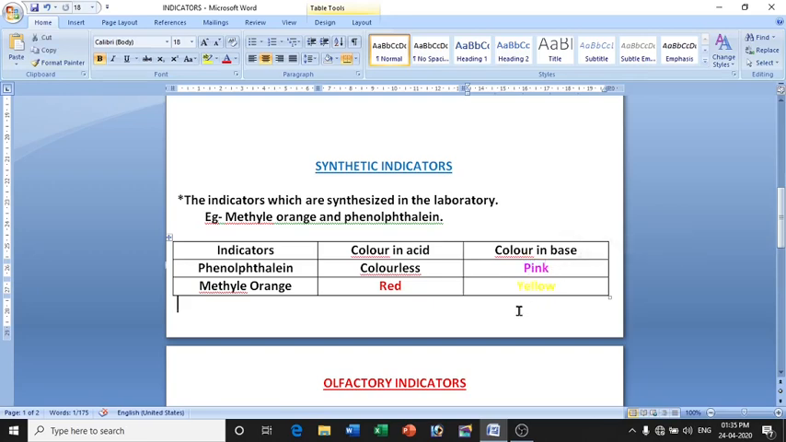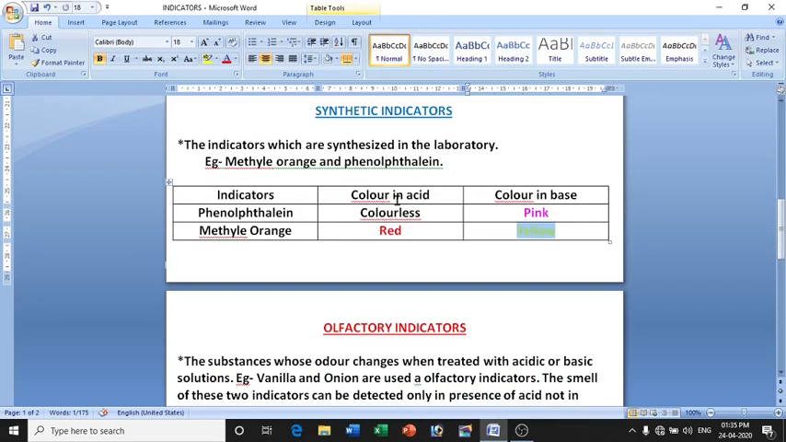Next we have methyl orange. When methyl orange is added in acidic medium, then its color will change to red. And when the same is treated with basic solution, then we get to see a yellow color. So this is how synthetic indicators behave with respect to acidic medium and basic medium.